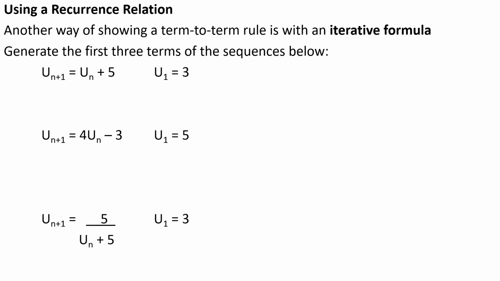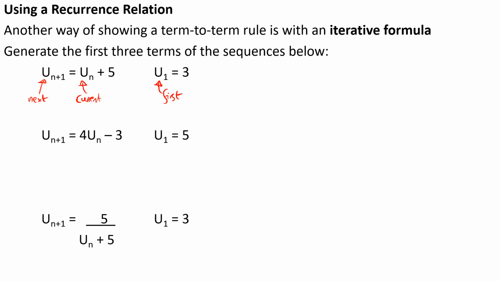So this is basically a different way of showing a term-to-term rule. What I would do is you've got the u n plus 1, that's talking about the next term, and the u n, that's talking about the current term. So n up to n plus 1, where you go to the next step. And we've also got this u 1, and that's just going to stand for the first term.